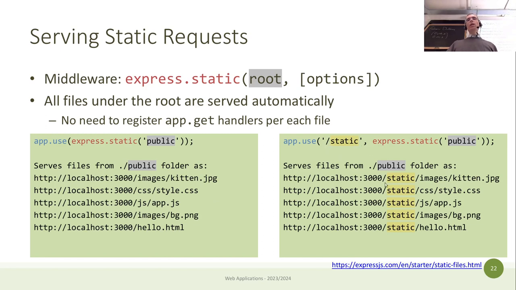You can also remap it under an additional portion of the URL. If you don't want to serve it from the root, and you want to add some prefix, you just use this syntax. Use it with a string that represents the URL prefix you would like to add, and then everything works as before. Serving static requests is really the first step to build more complex stuff.